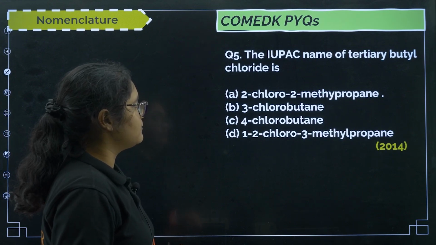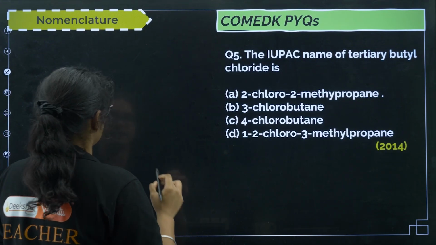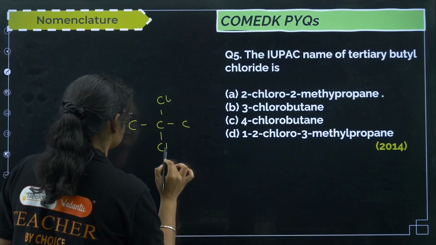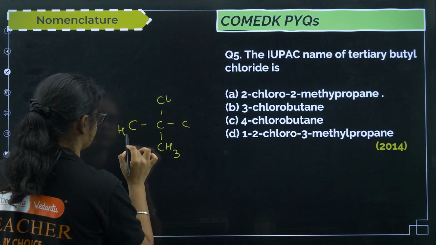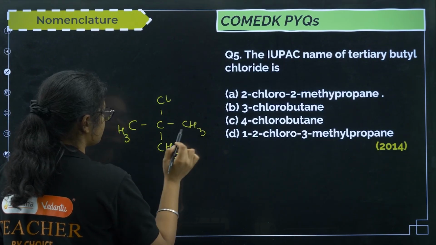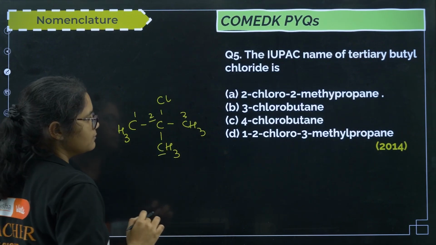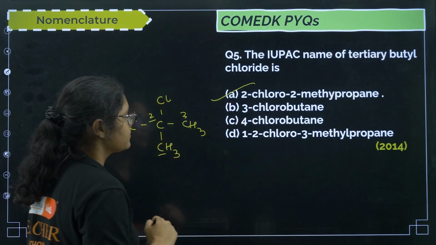Next, IUPAC name of tertiary butyl chloride. So if you draw tertiary butyl chloride, it is like this. Okay, tertiary structure you should be knowing, students. So you can see this is 1, 2, 3. So we have 2-chloro and 2-methyl propane, right, option number A.